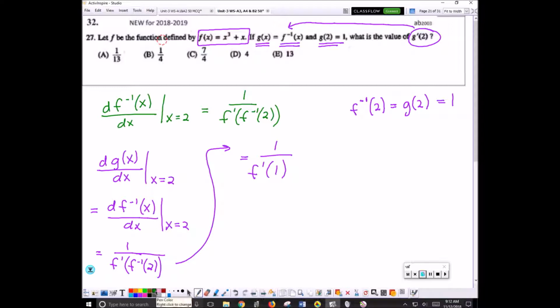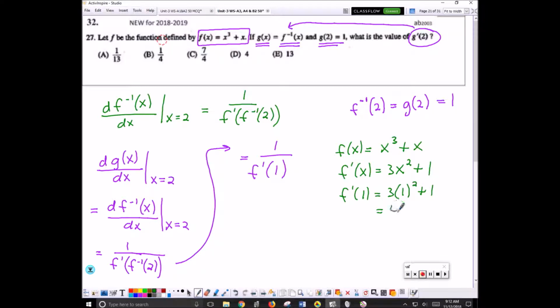So I come over here and say f of x is equal to x cubed plus x. So f prime of x is 3x squared plus 1. How many knew I was going to do that? Yeah, 2 points. Cool. So f prime of 1 is equal to 4. Now I know over here that the derivative I'm looking for is going to equal 1/4.